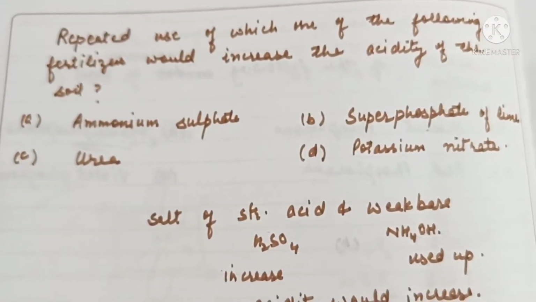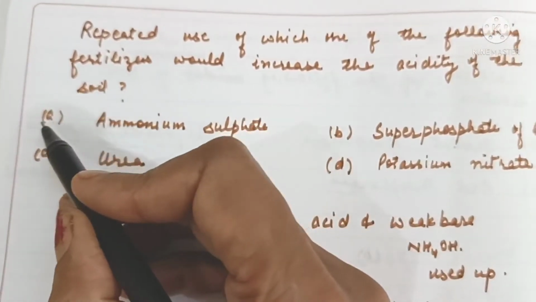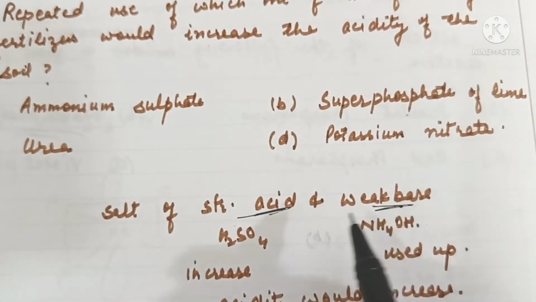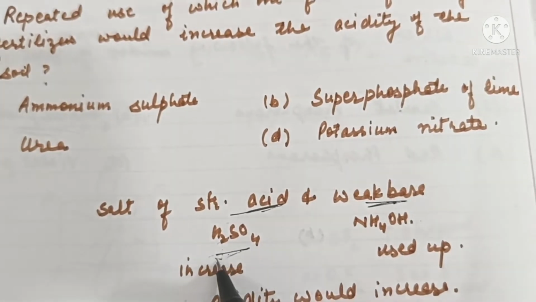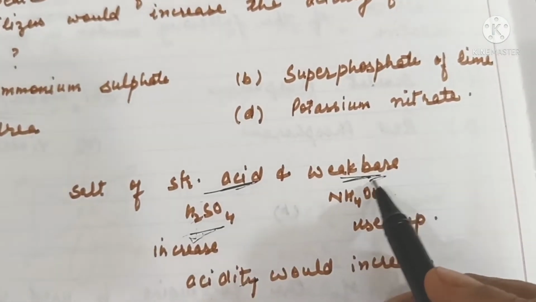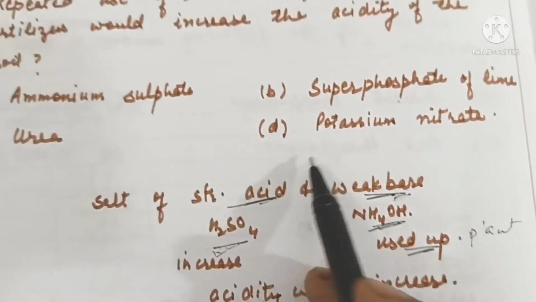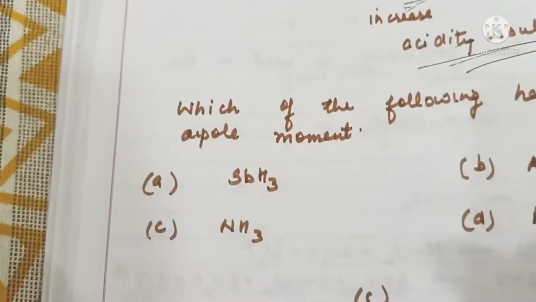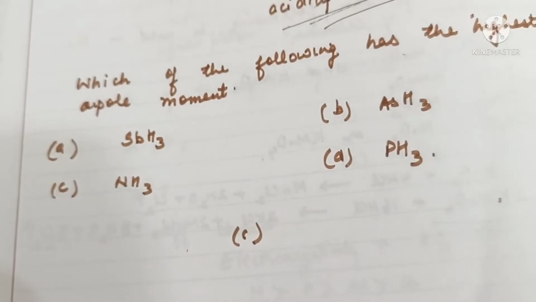Repeated use of which one of the following fertilizers would increase the acidity? Ammonium sulfate is the answer. It is a salt of a strong acid and a weak base. So it decomposes to give acid, which will increase the acidity of the soil, whereas the weak base ammonium hydroxide is used up by the plant, and if it is repeated again and again, the soil becomes acidic in nature. Acidity would increase.